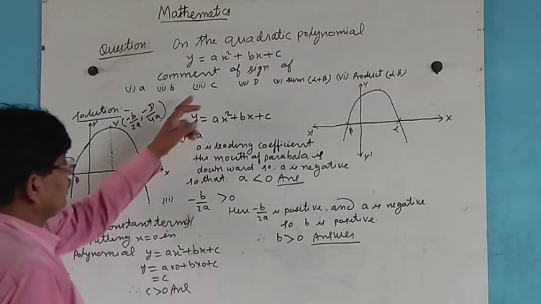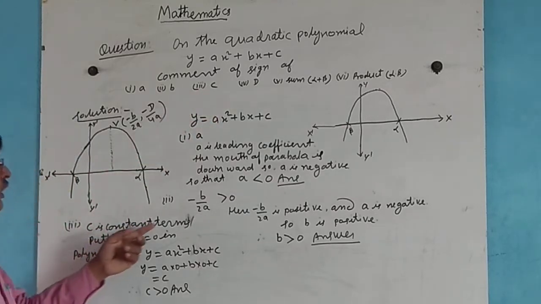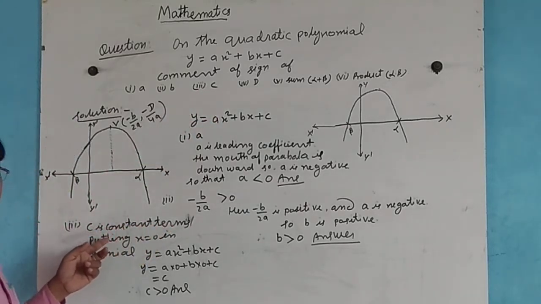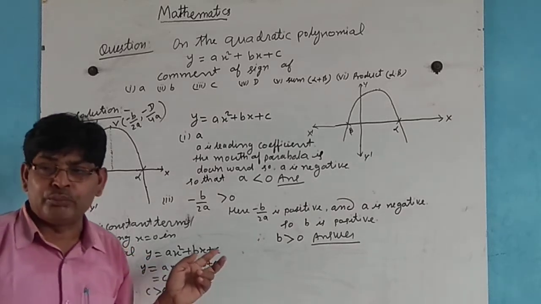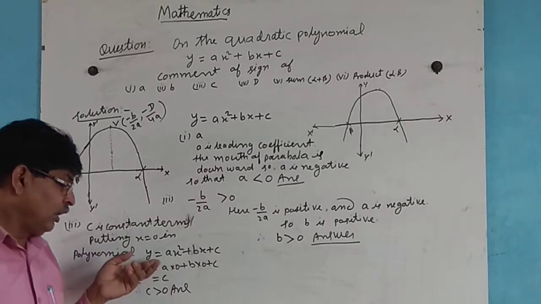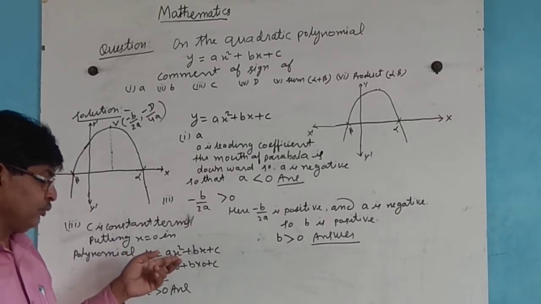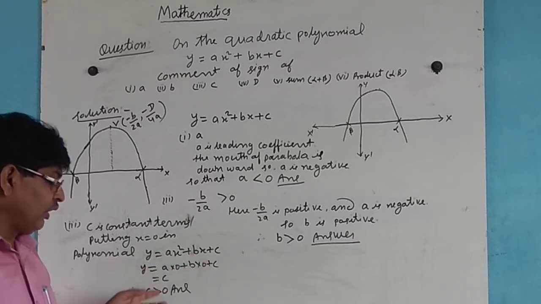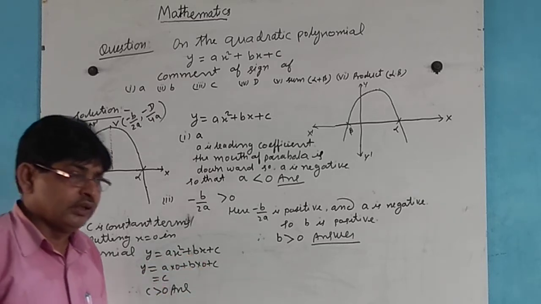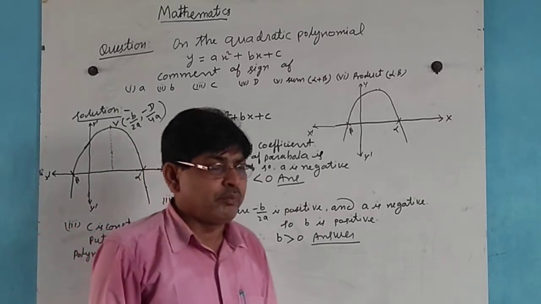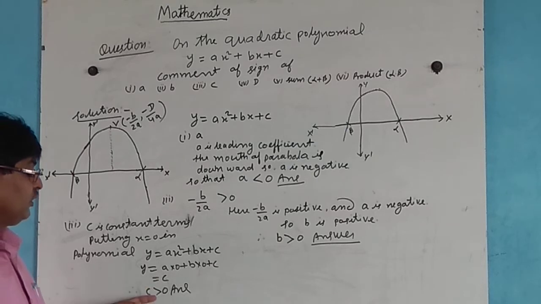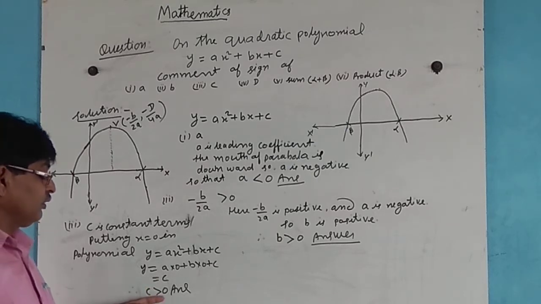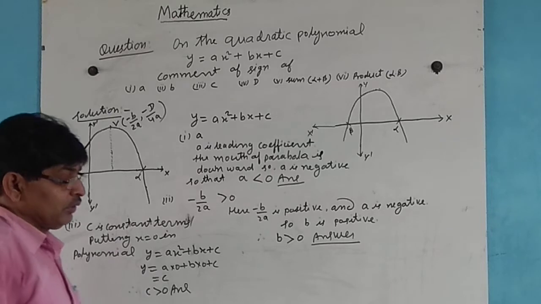Now for c, the constant term, putting the value x equal to 0 in the given polynomial ax square plus bx plus c, we get y equal to c. Here y is never negative or 0, so c is also greater than 0. c is also positive.